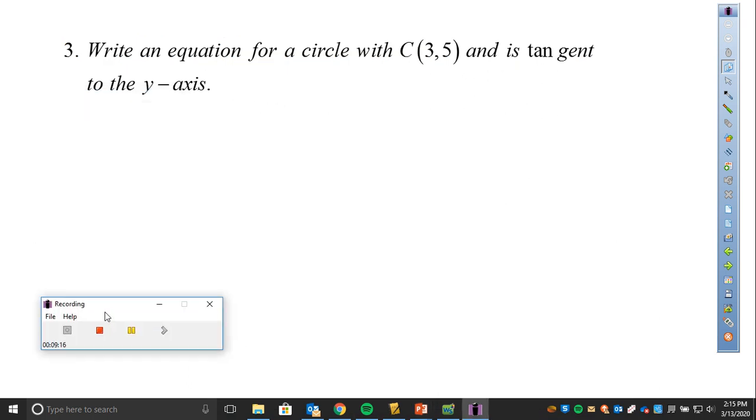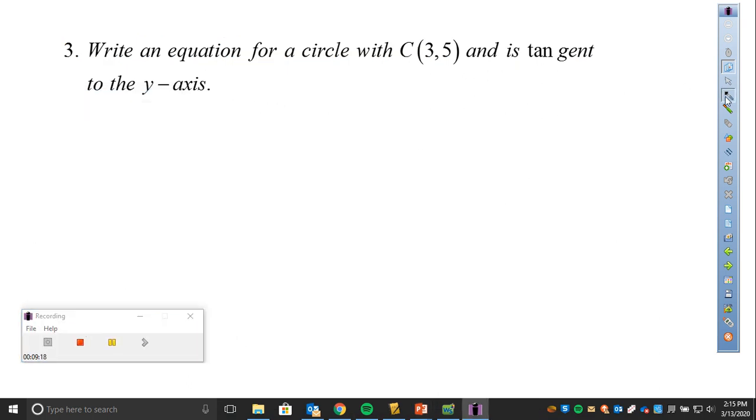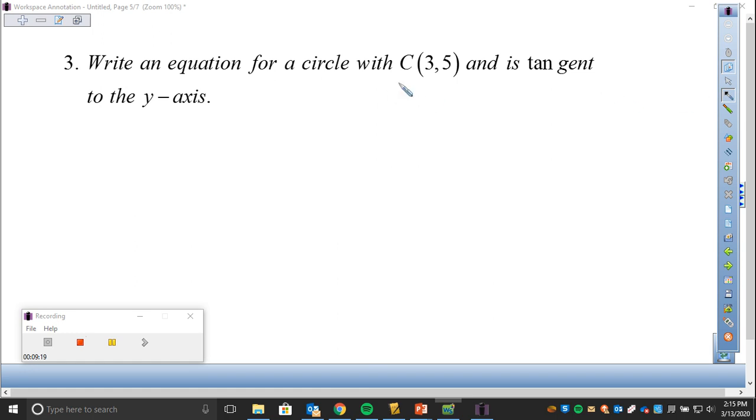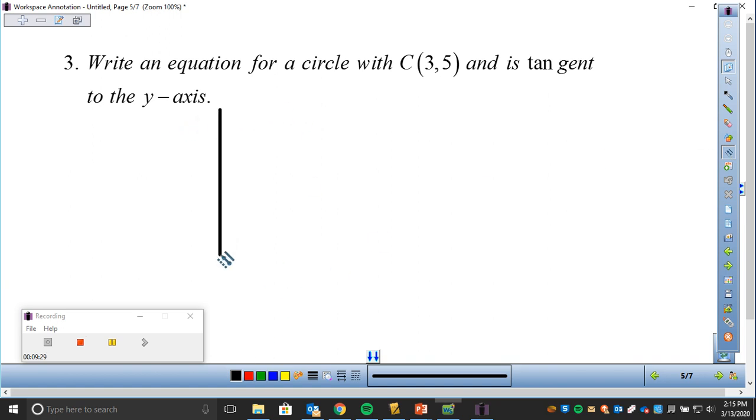One last example real quick, and this will be all for today's lesson. Write an equation of a circle with center (3, 5) that is tangent to the y-axis. I know the quiz that we were scheduled to have was going to have some circles on it, and this is just some good information to remind you what tangent lines are.